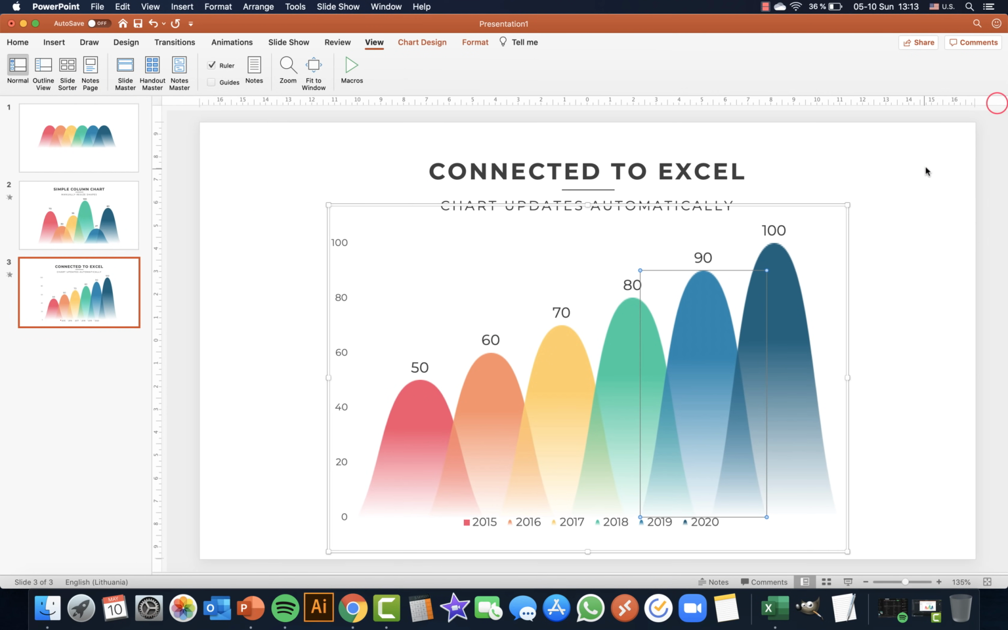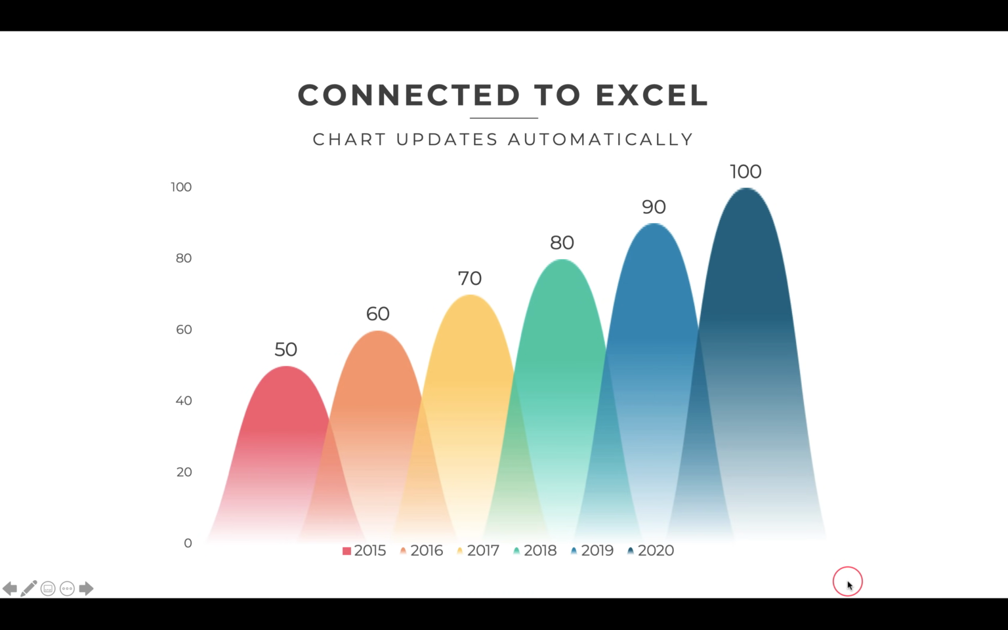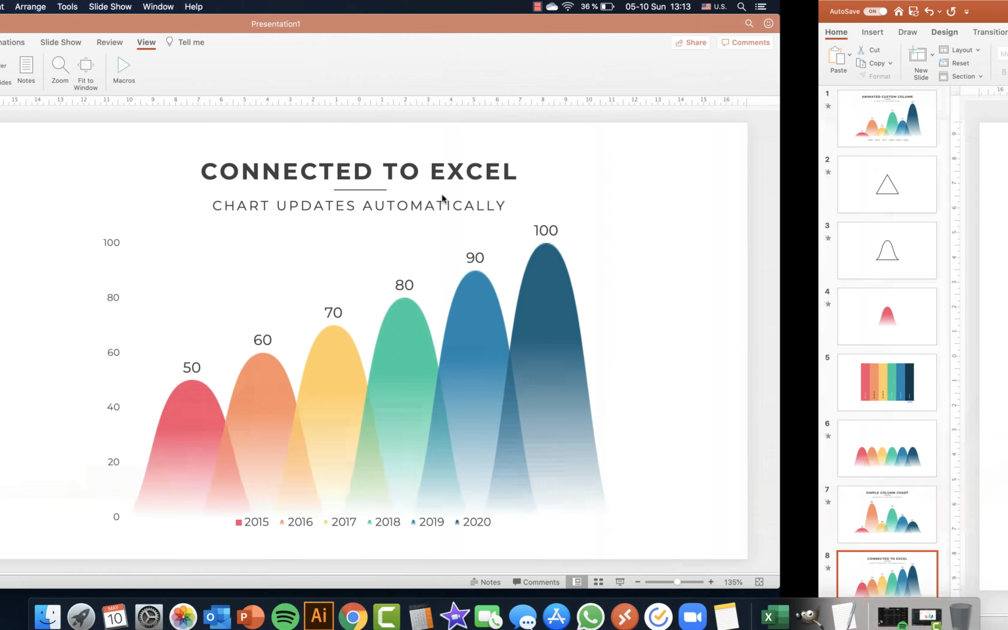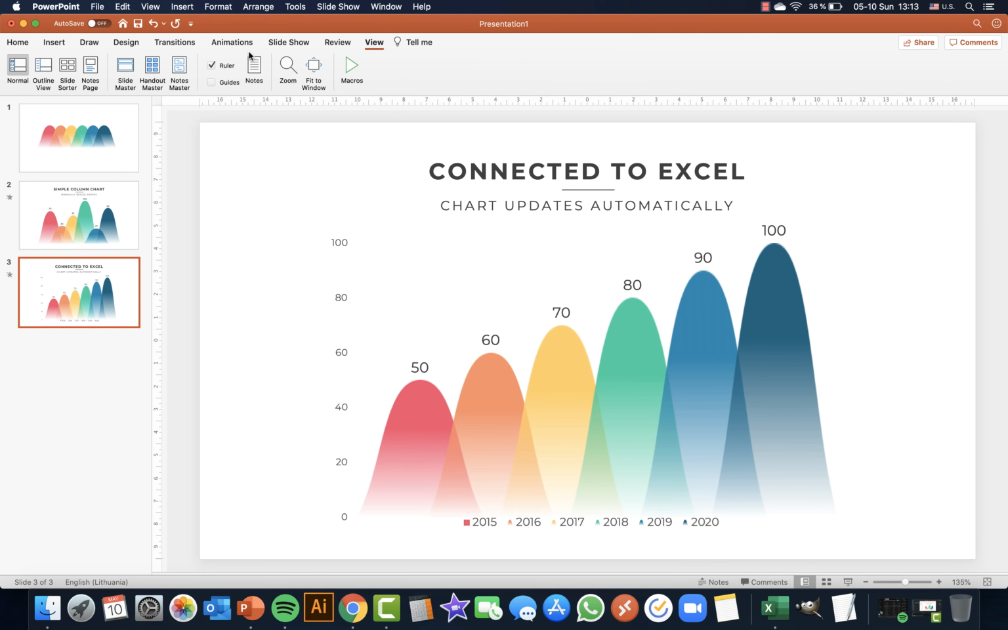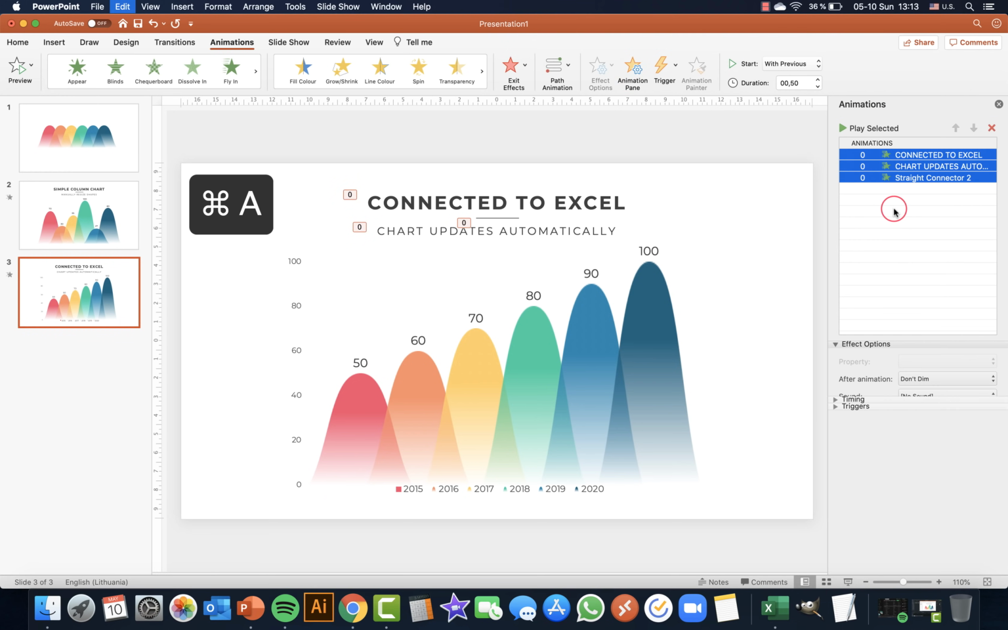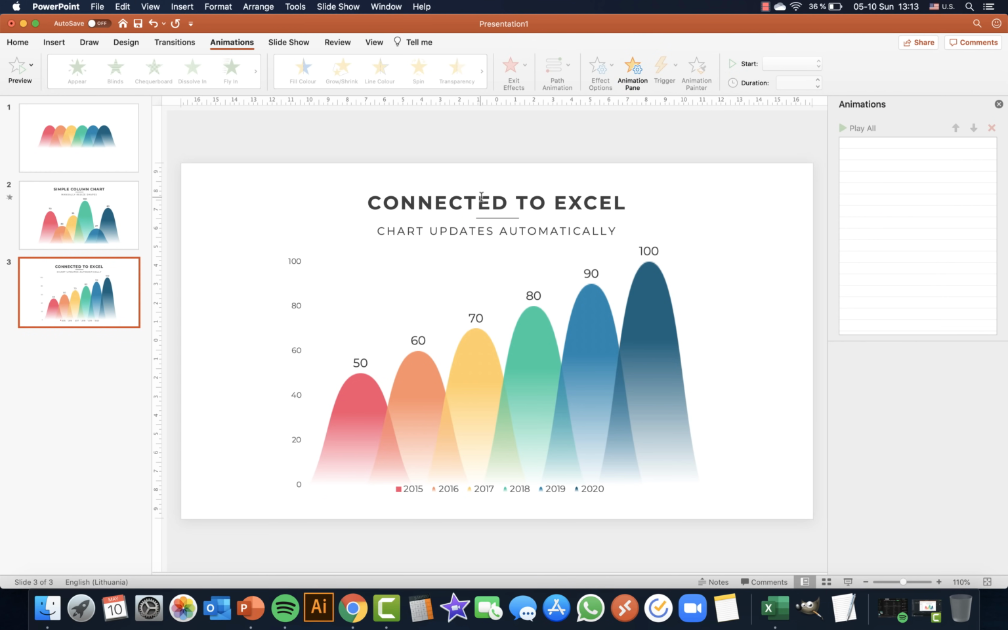That's awesome. Alright, and the last step is how to animate this automatically updating chart. So let's quickly animate all of these objects. So let's just go to Animation pane. So let me just delete all of these animations so that I can show you how it's done from scratch.